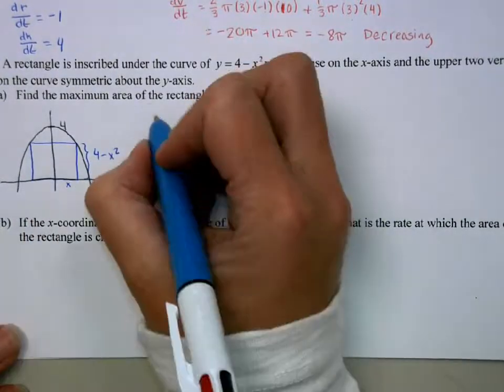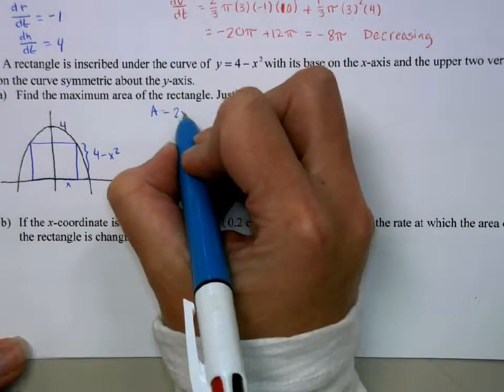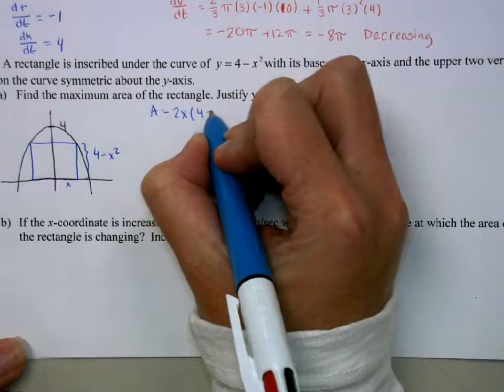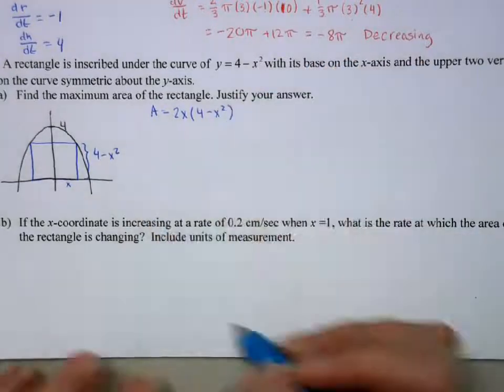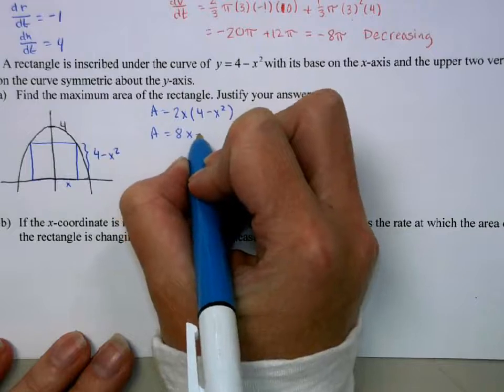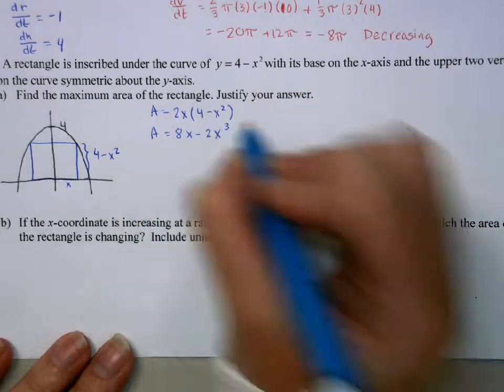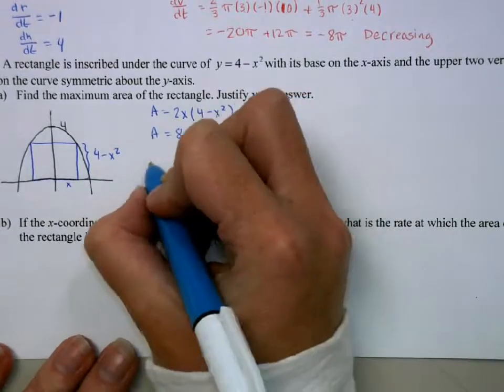So my area of that rectangle is going to be the base, which is 2x, times the height, which is 4 minus x squared. So 8x minus 2x cubed. So then we'll take the derivative.